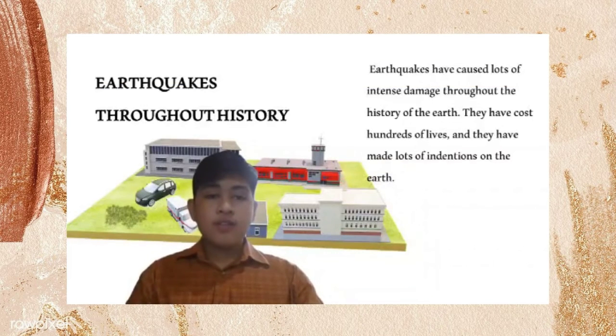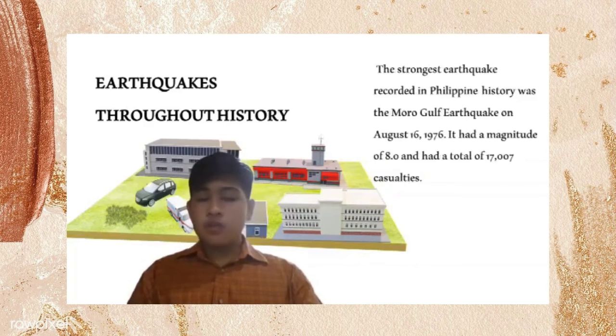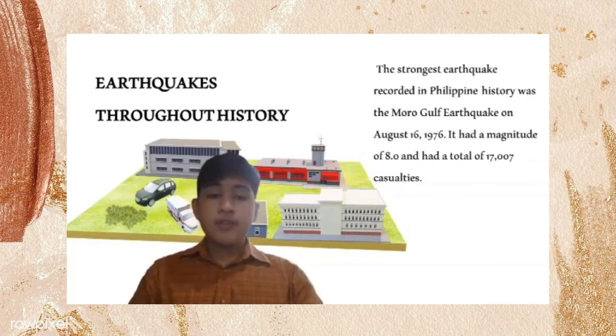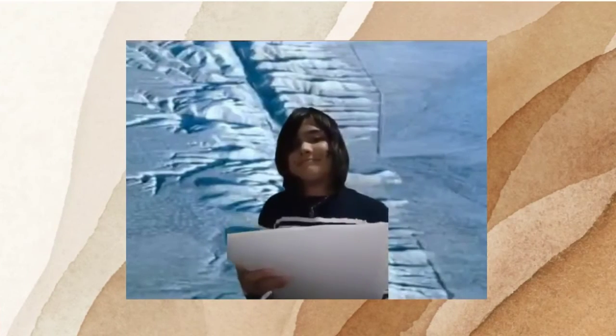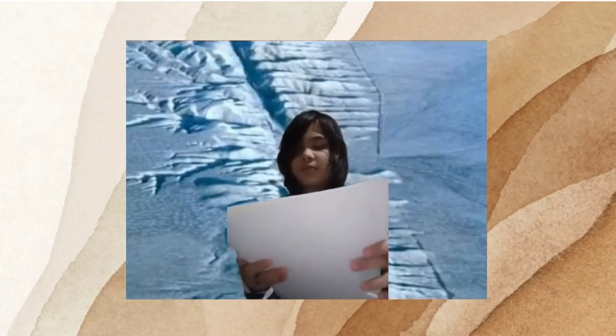Earthquakes have caused lots of intense damage throughout the history of the Earth. They have cost hundreds of lives, and they have made lots of indentions and cracks on the Earth's surface. The strongest earthquake recorded in Philippine history was the Moro Gulf earthquake on August 16, 1976. It had a magnitude of 8.0 and a total of 17,000 casualties. Its damage was massive, but it wasn't properly calculated. It may have been the most powerful earthquake in the Philippines.